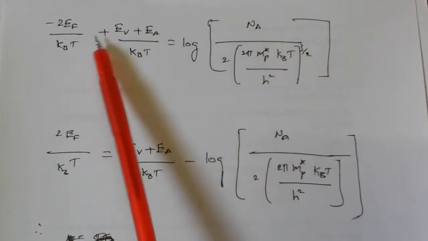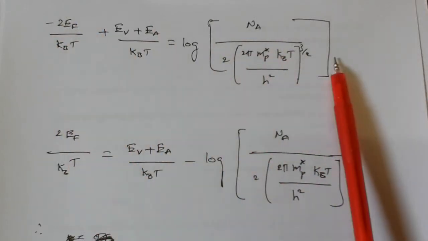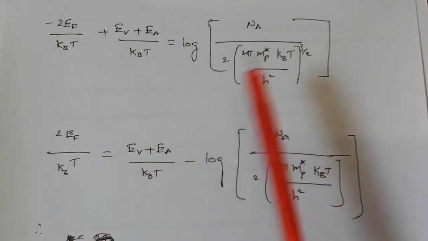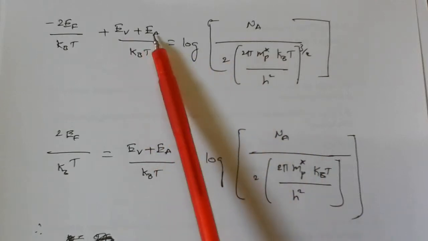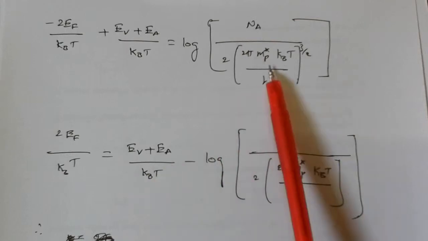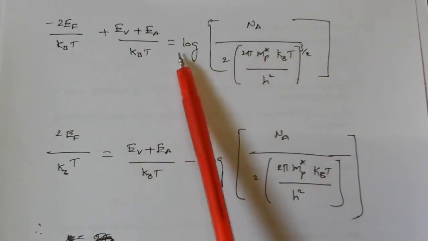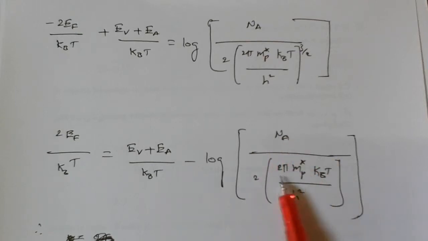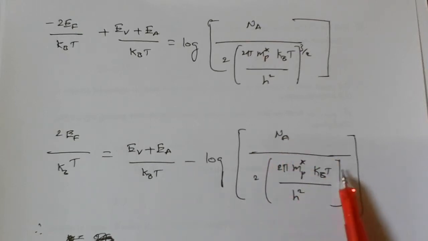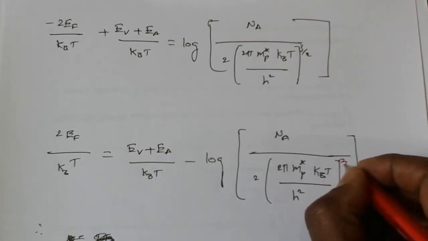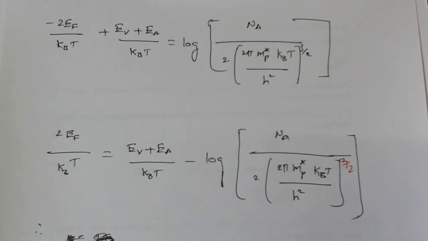So if we send that side, I am writing that value first. If this entire value goes that side, right side of the equal to, then it becomes plus. So 2 EF by KBT. Next, EV plus EA by KBT as it is, equal to this side only. This we are sending that side now. Then minus log becomes minus log NA by 2 into 2 pi MP star KBT by h square whole power 3 by 2.